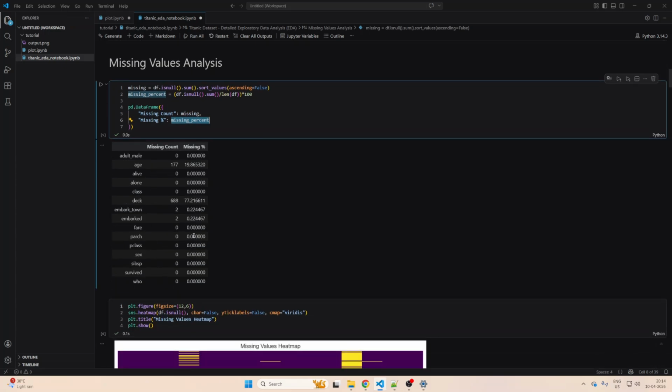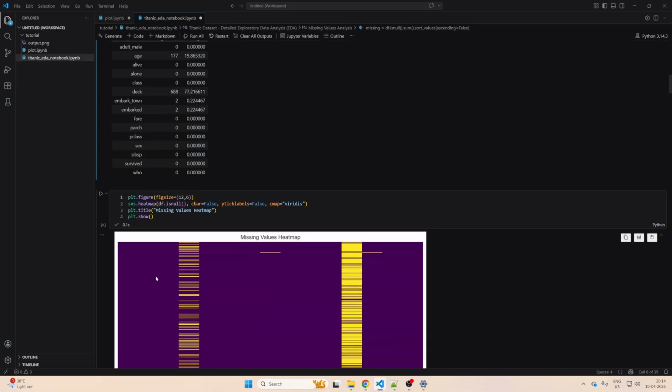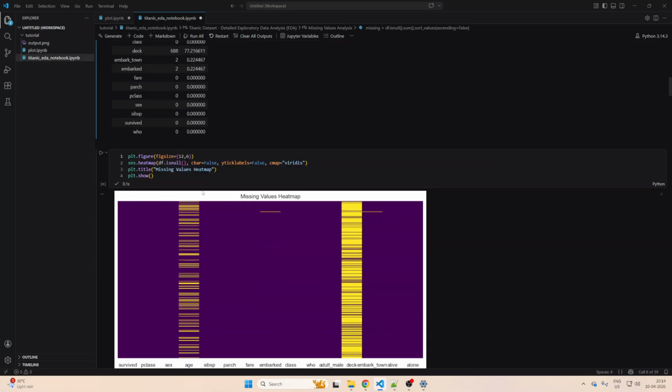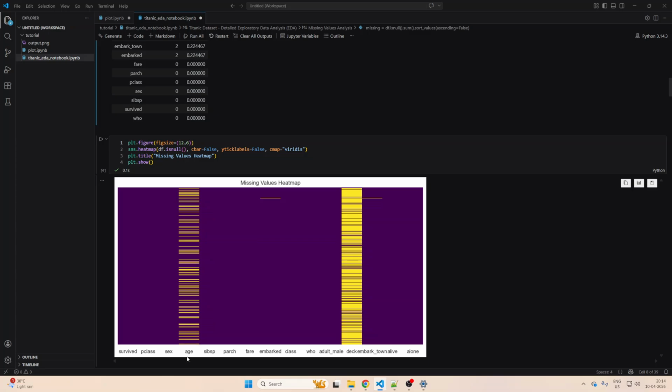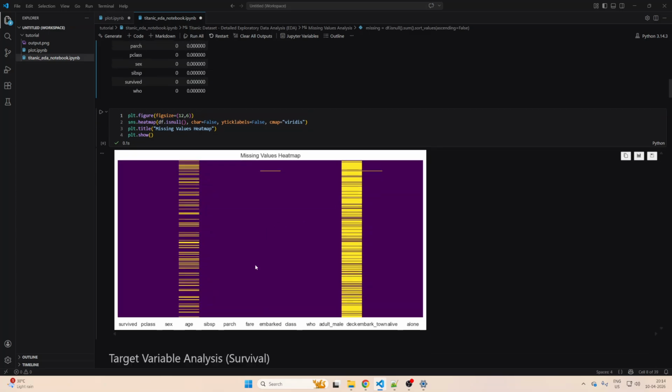We can see the same thing as a heat map. So we can clearly see in age we are missing a lot of values. In which deck they have traveled, there also we are missing a lot of values, and a few values are missing in embarked, and embark town is missing a few values.